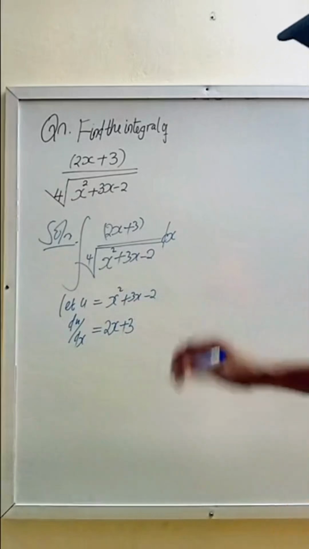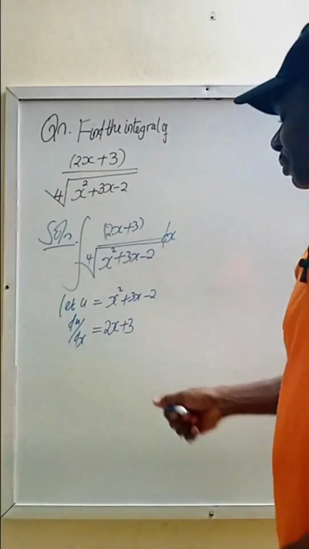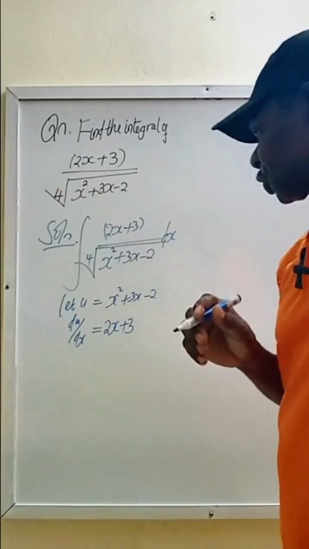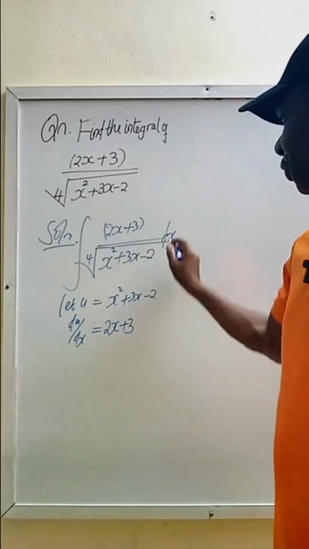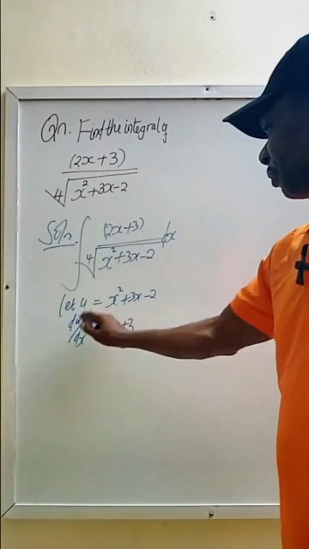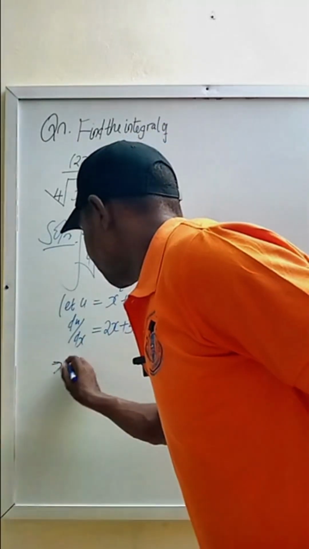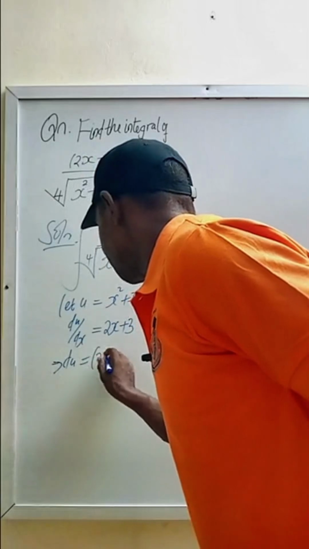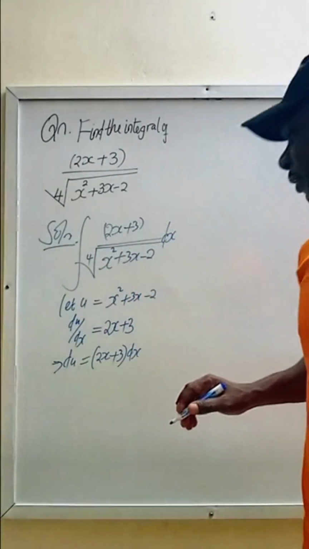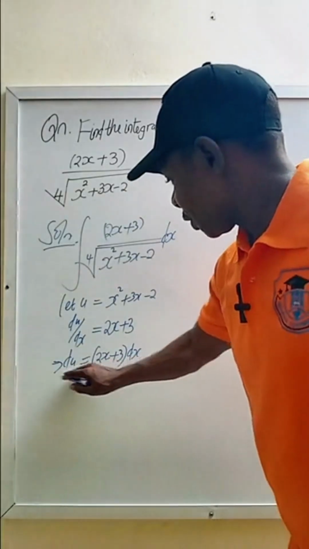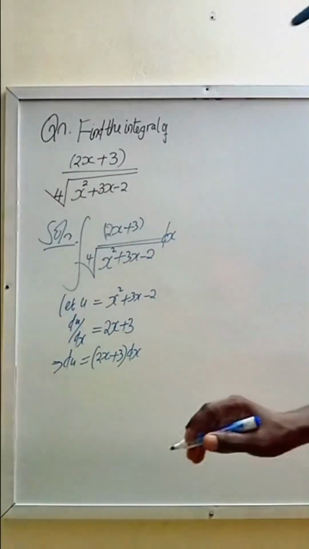So what is next now? Let's go back to our question and see how we can figure this out to make it look like the original expression. Here we have 2x plus 3. So the easiest way to make this expression from this one is by multiplying through by dx. So this will give us du equal to (2x plus 3) dx, like this. So when you compare our du, there is some resemblance with what we have there. So what do we do next?